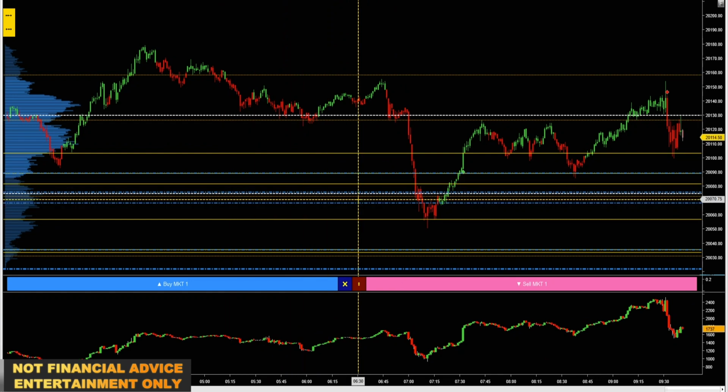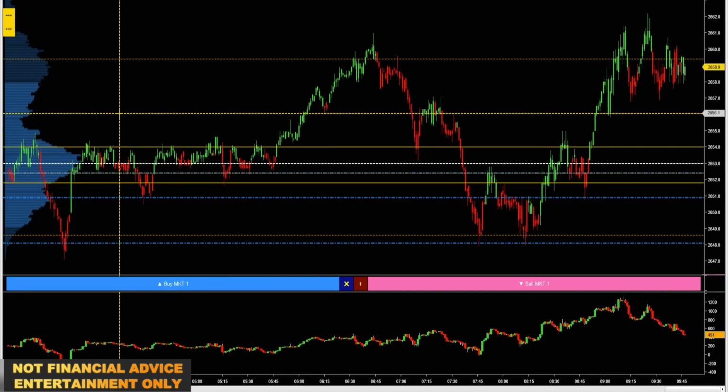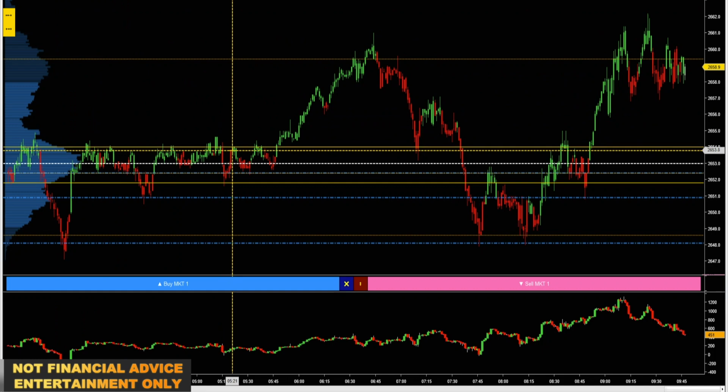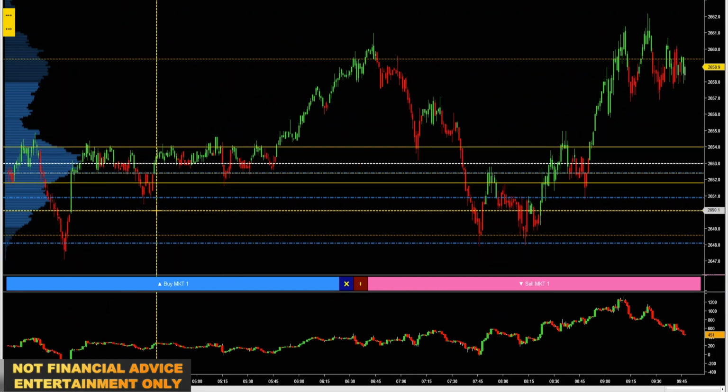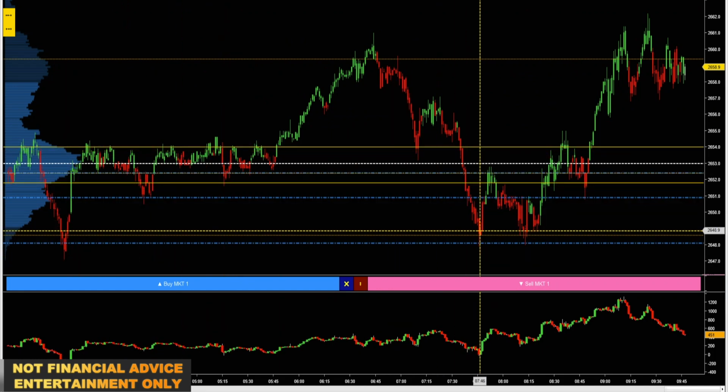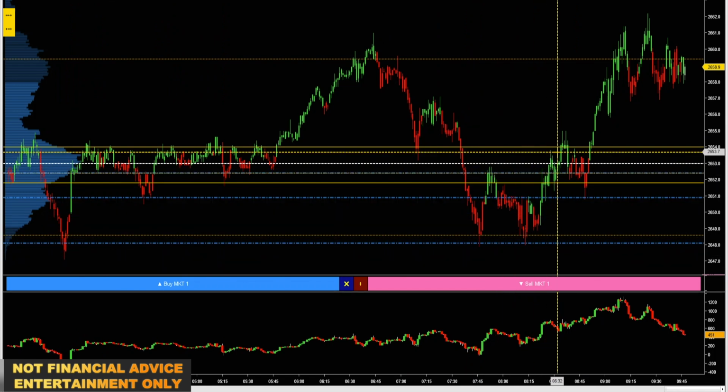It's also going to have several other features, which I will share when we get closer to the final release date. These levels also work on any other instrument. This is a gold chart. You can see how these levels are working out on the gold chart here.